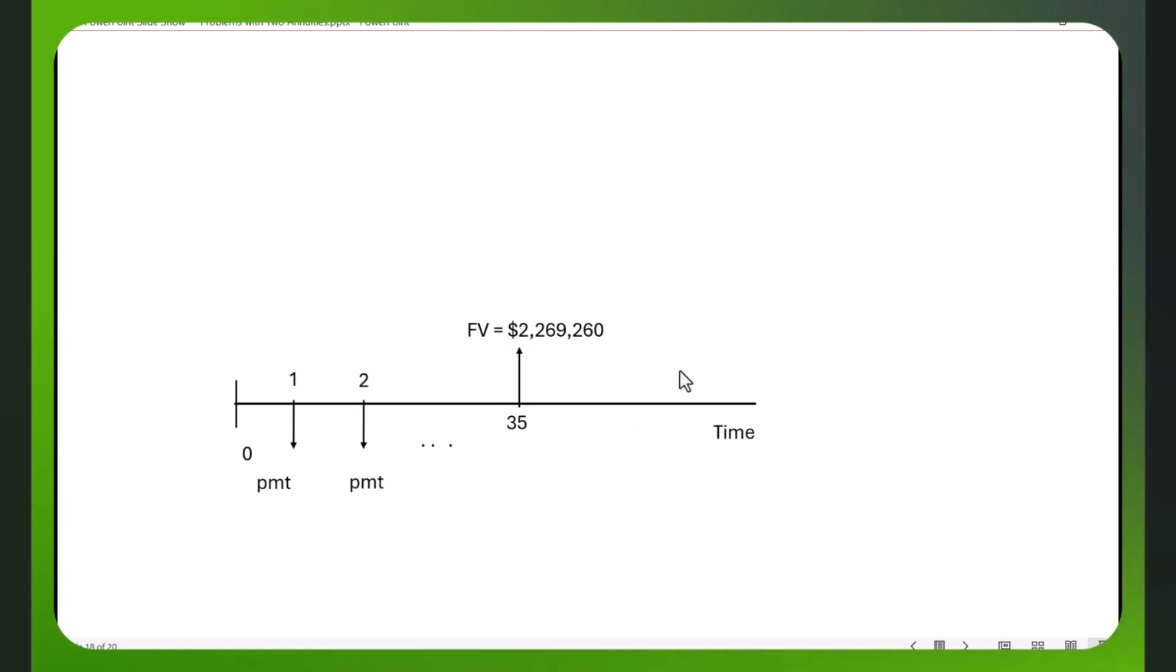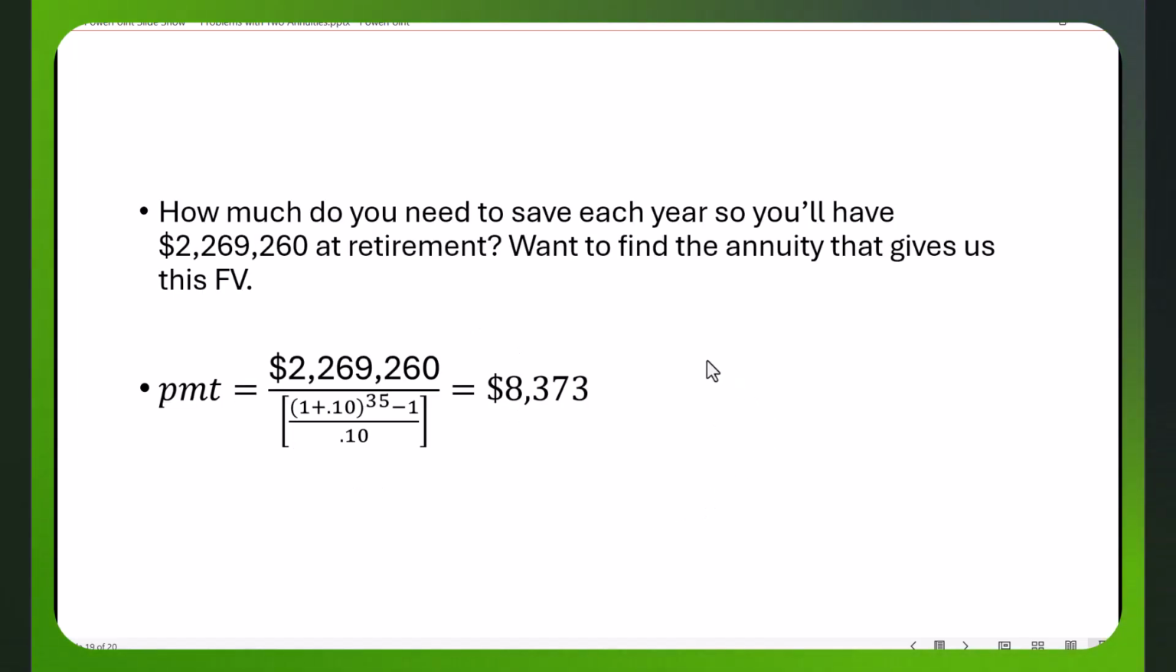So now we know how much money you have in year 35. We want to figure out how much money you have to put into your account so it'll grow to this future value. Now this is in the future because it comes after your deposits. So we take that amount, and just like we did before, we divide it by the future value annuity factor.